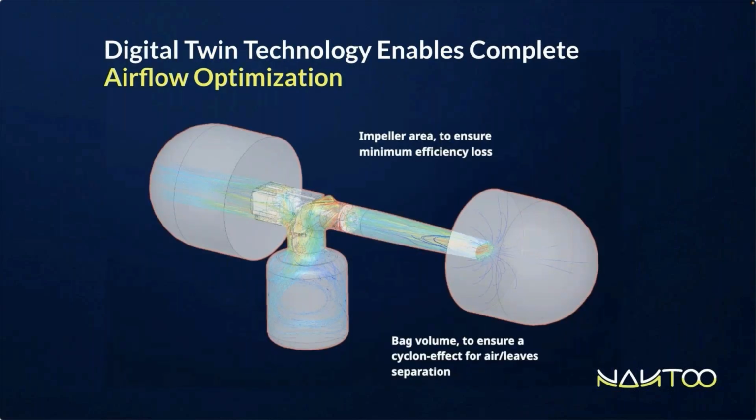Then we entered the second stage of our design phase, which was the airflow optimization in the complete machine. So we changed time by time the shapes, the length of the pipe, for example, the sections of the pipes, and so on, in order not just to optimize the suction or the blowing, but also to perfect the cyclone effect in order for the leaves to stay in the bag without being expelled from the machine itself.